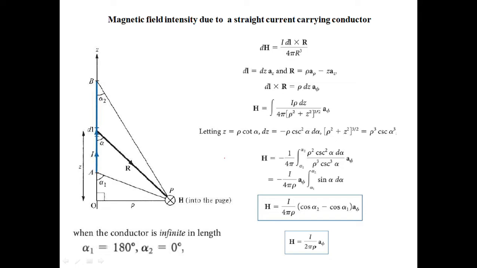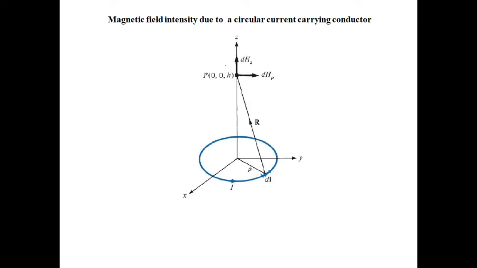Now going to the next slide. Same thing: we have magnetic field intensity due to a circular current carrying conductor. First understand the diagram here. This is the current carrying conductor in the form of a loop, and the current is flowing in this direction. We know that when you use the right hand, the thumb indicates the current and the curl indicates the field, so dH will be in this direction. Here they are decomposing H into two parts, dH_z and dH_rho. Due to this circular current carrying conductor, we are calculating the magnetic field intensity at this point.